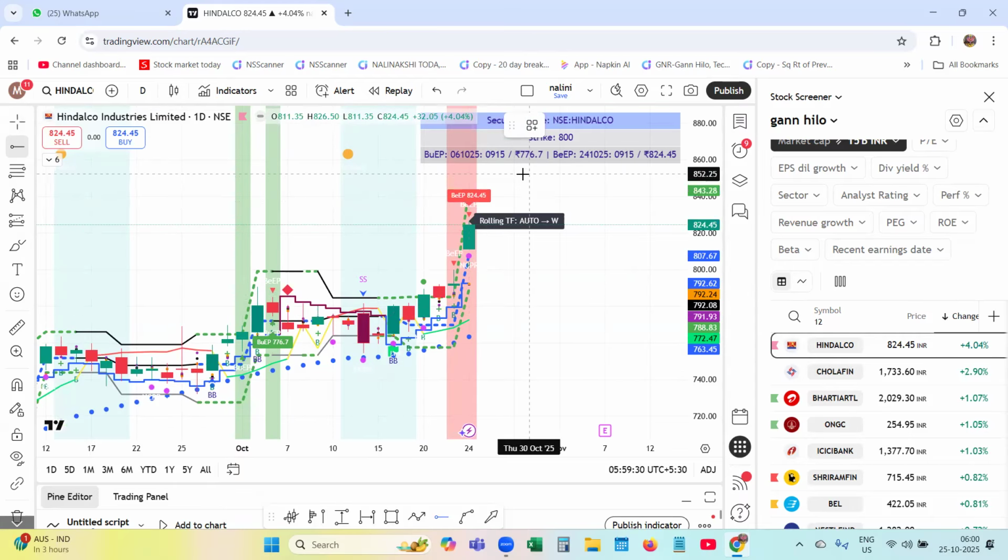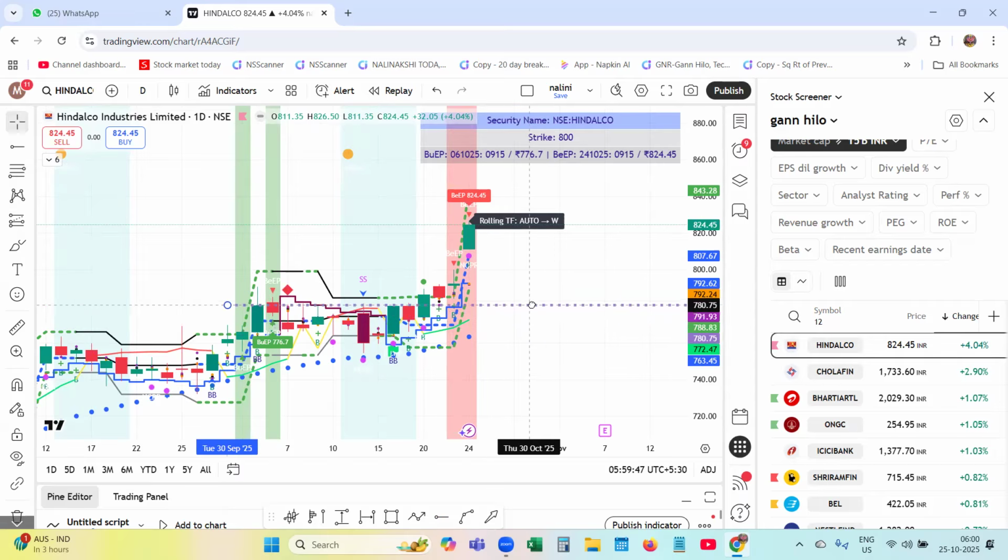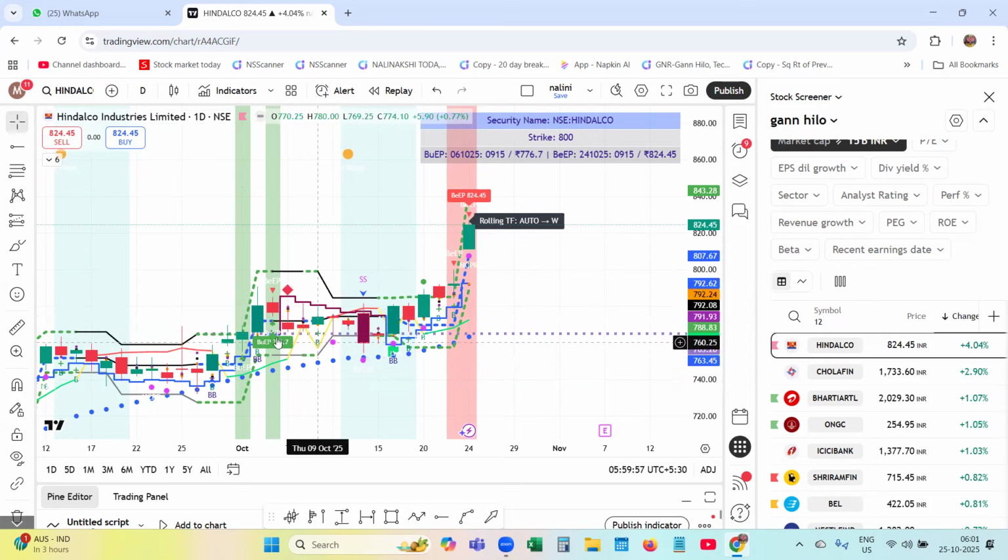It is mentioning that around 776.7, this episodic pivot has happened. See, if I mark there, the episodic pivot is also 776 here. This is the area it marks. It tells you where the episodic pivot has happened.